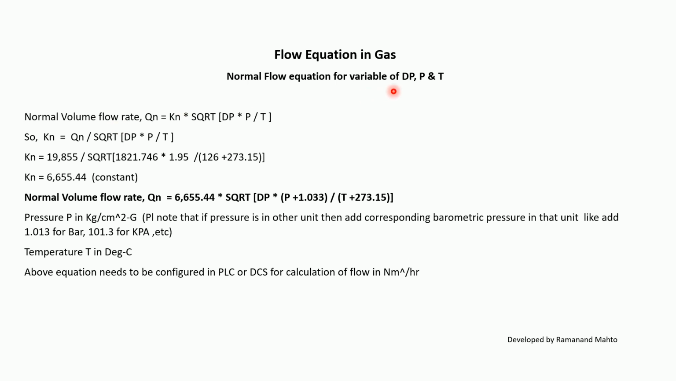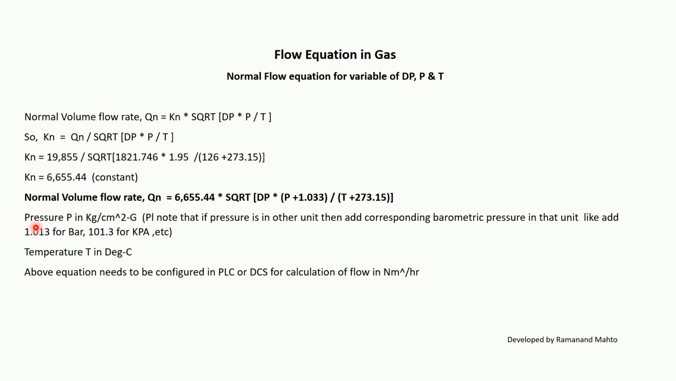Now normal volumetric flow rate, the variables are dP, P and T. Normal volumetric flow rate Q1 is equal to Kn into square root of dP into P upon T. So Kn is equal to Q1 upon square root of dP into P upon T. So Kn is equal to 19,855 upon square root of 1821.746 into 1.95 upon 126 plus 273.15, which comes as 6655.44 constant. So normal volumetric flow rate can be written as 6655.44 into square root of dP into P plus 1.033 upon T plus 273.15.